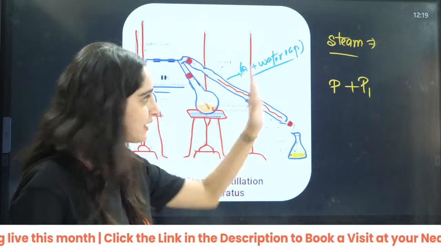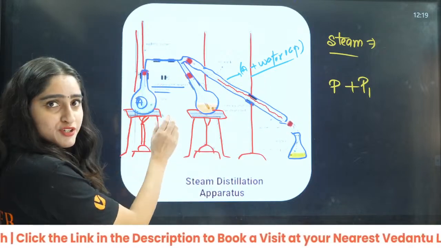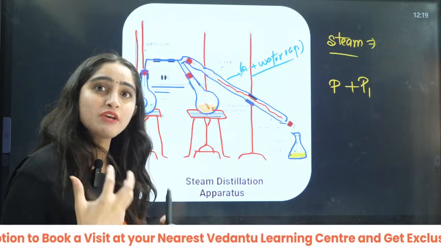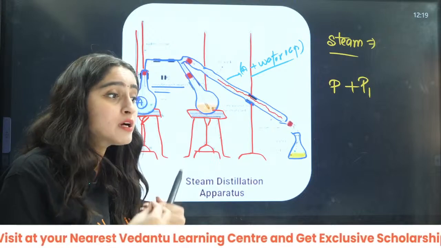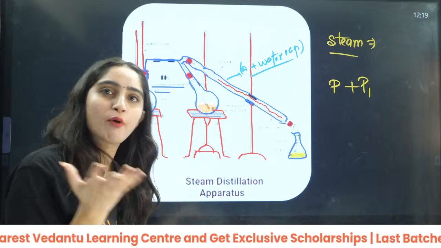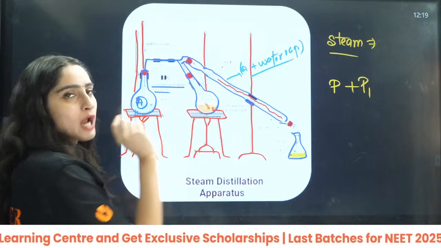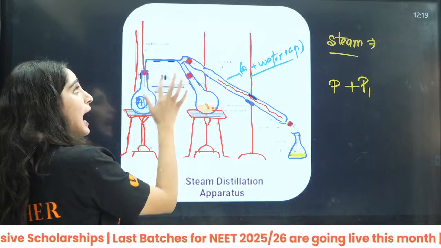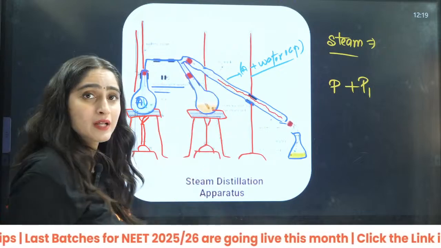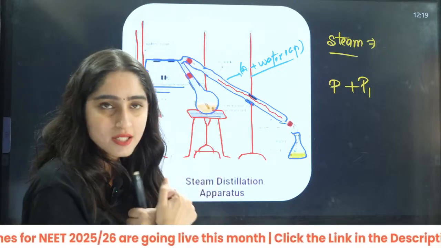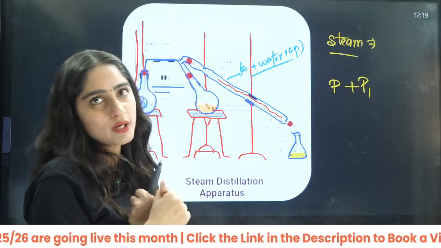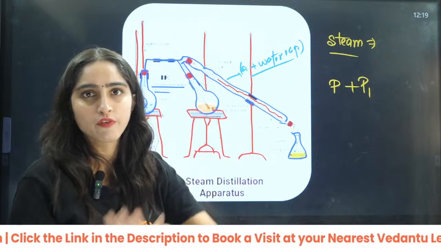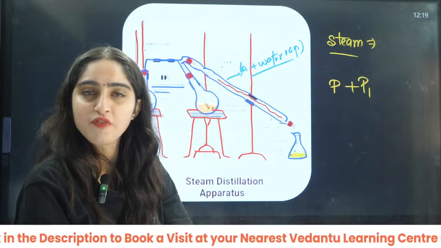Understood? What happened till here? You had a mixture of orthonitrophenol and paranitrophenol, and we want to see which is steam volatile, which can get volatile with the help of steam only. We know orthonitrophenol is steam volatile, so it will form vapors. With this condenser we will have two things: the water vapors, and the orthonitrophenol, which is steam volatile. Both in the form of vapors.